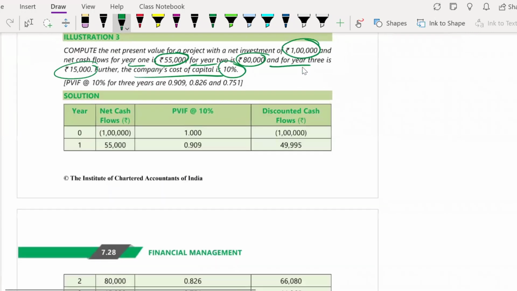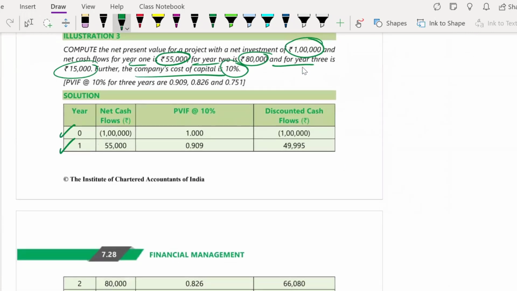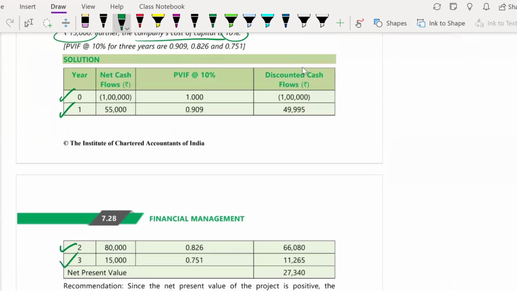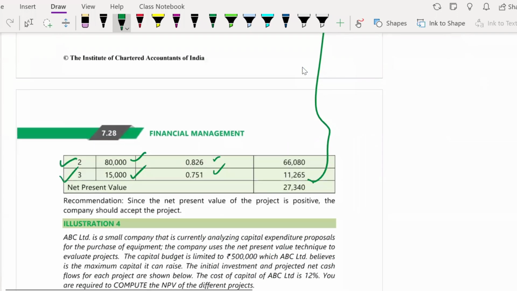This is very, very easy for you. Year 0, 1, 2, 3. Net cash outflow is 1 lakh. Inflow is 55,000, 80,000, 15,000. Find out the discounting factor at 10%. Write all the factors here. Multiply your net cash flows with the factors and find out your discounted cash flow, or we can say present values. And if you total all these present values, you will get your NPV, 27,340. Now here since the NPV is positive, you can accept the project.